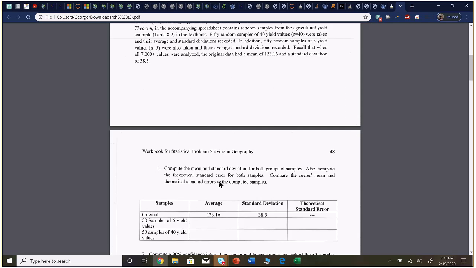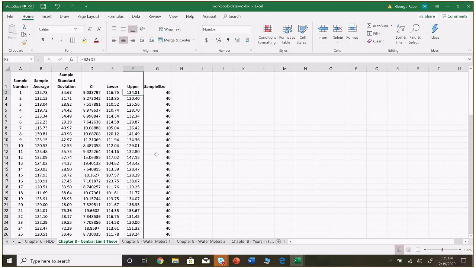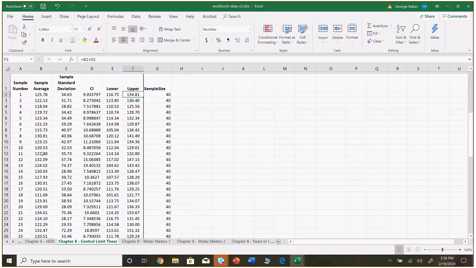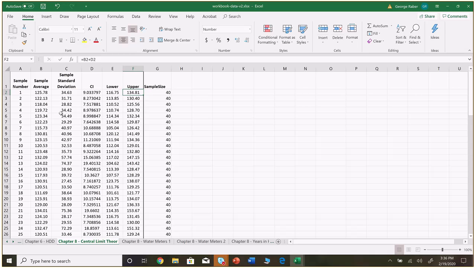So what you're going to do is compute the mean and the standard deviation for both samples. How do you calculate the mean of all the sample size 40? Which column do I need? A, B, C, D, E, or F? I want to calculate the average, the mean. That's another way to say that.